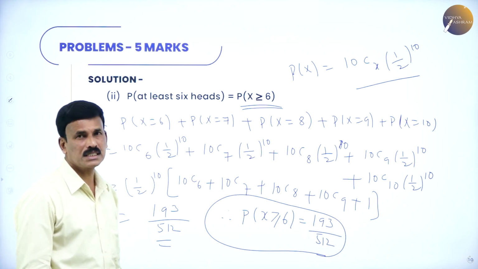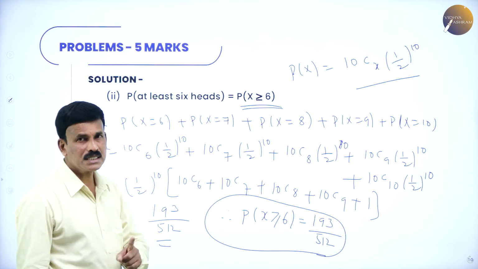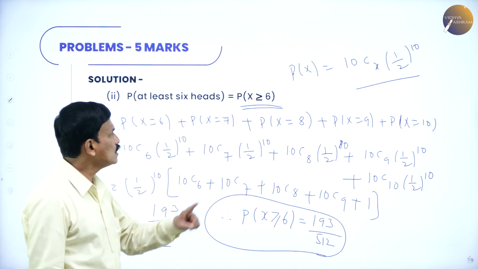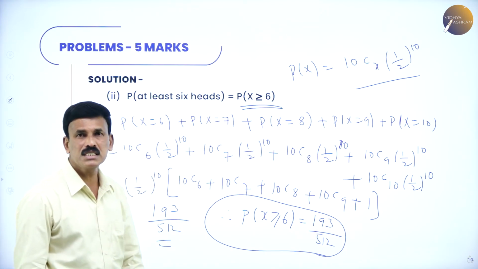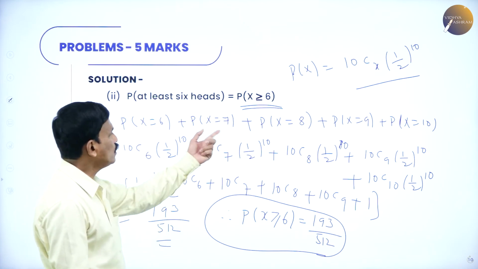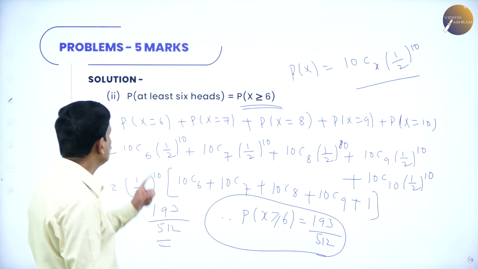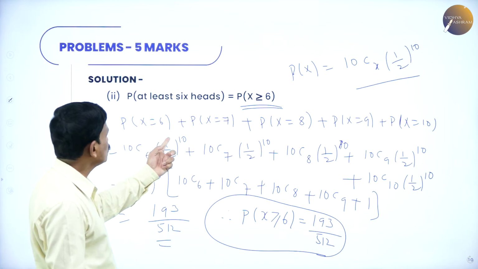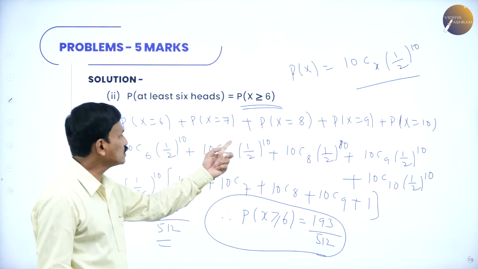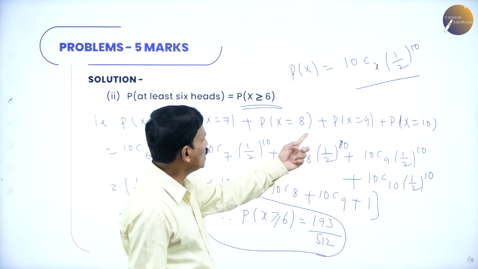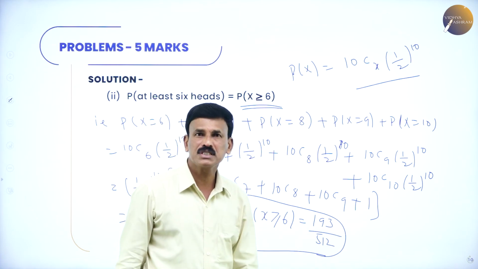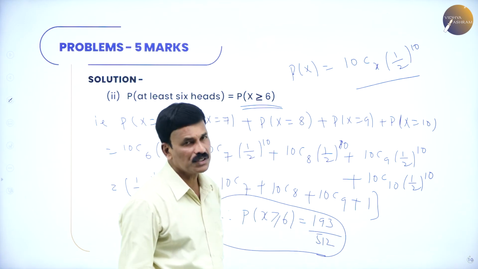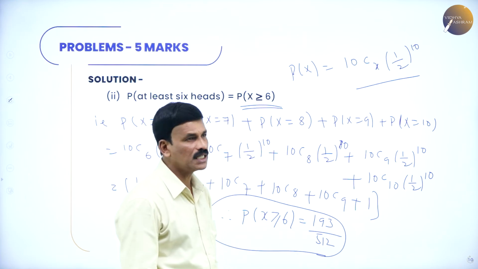At least 6 heads means there must be 6, 7, 8 and greater than 6. So therefore P of x is greater than or equal to 6. P of x is greater than or equal to 6 means probability of x is equal to 6 plus probability of x is equal to 7 plus probability of x is equal to 8 plus probability of x is equal to 9 plus probability of x is equal to 10, because there are 10 trials.